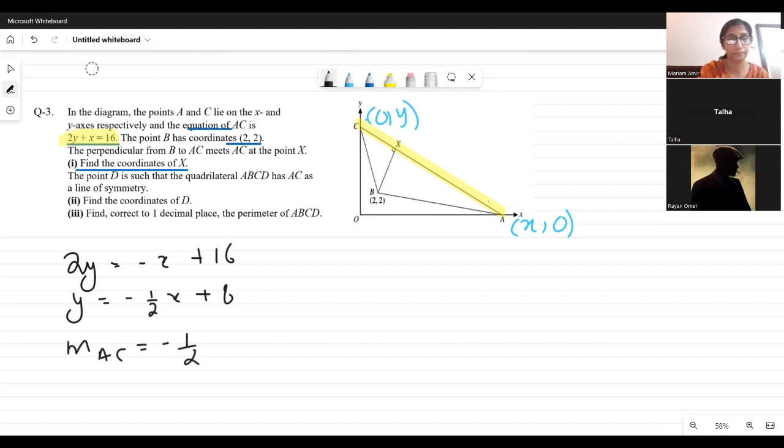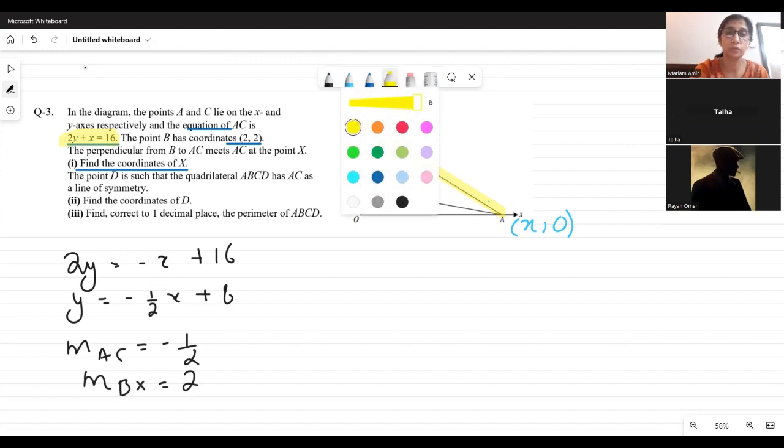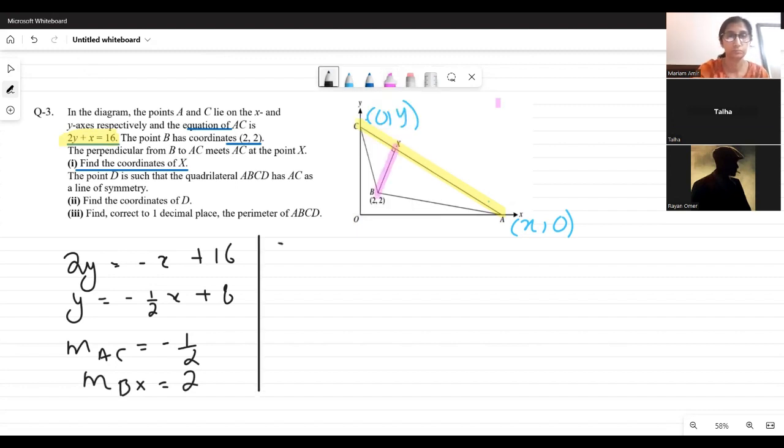So like Abu Bakr said, the slope of BX is going to be the negative reciprocal of this since they are perpendicular lines. Hence the slope for BX is 2. Good. Now can you find the equation of BX? You have its slope, which is 2, and you have a point on BX as well, 2, 2. So give me the equation of line BX.